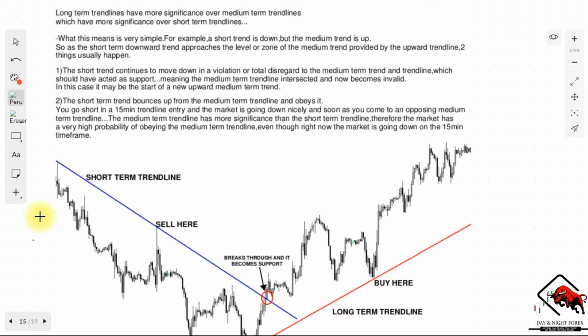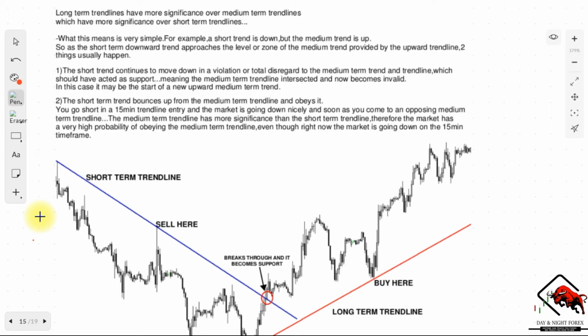So as the short term downward trend approaches the level or zone of the medium trend provided by the upward trend line, two things usually happen. Number one, the short trend continues to move down in violation or total disregard of the medium term trend line, which should have acted as support, meaning the medium term trend line is intersected and now becomes invalid. In this case, it may be the start of a new downward medium term trend, because remember, it was upward and now it should be going downward.